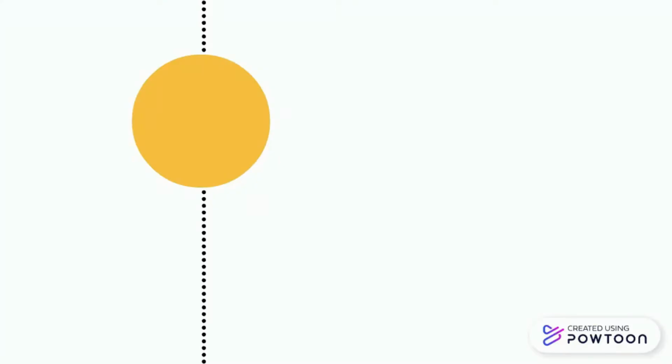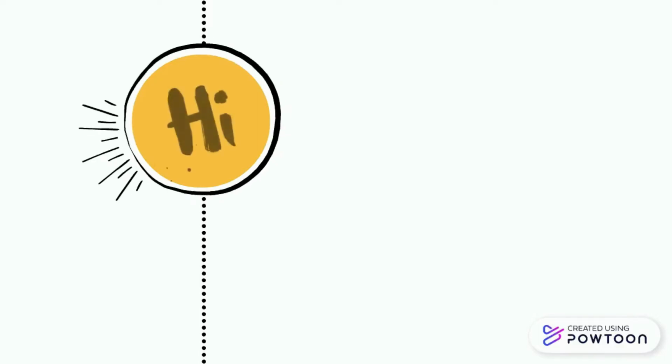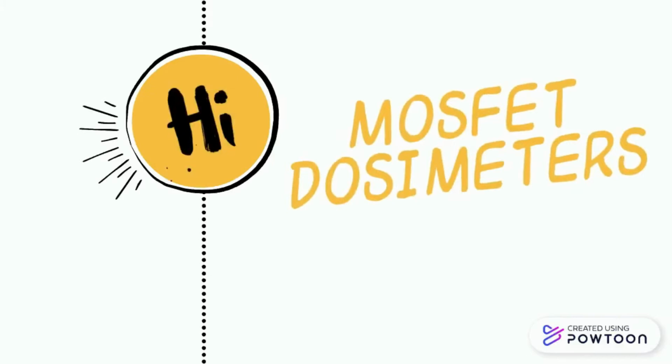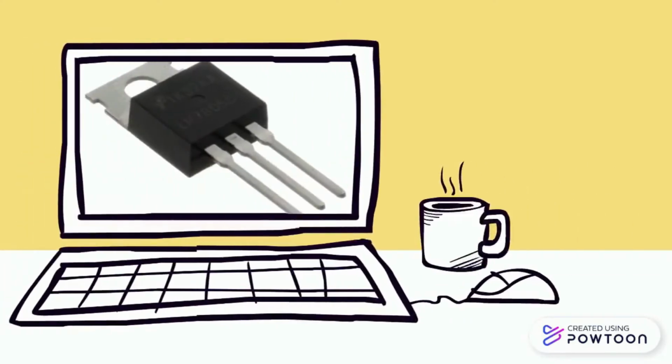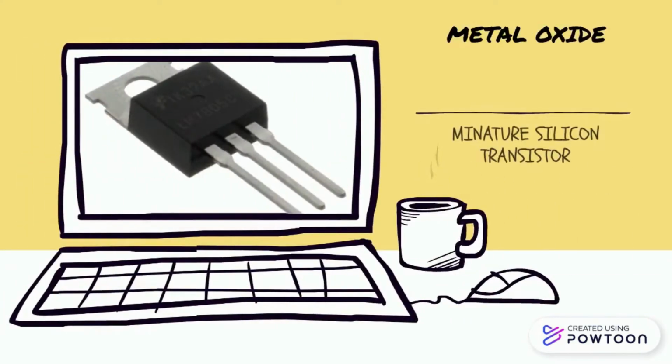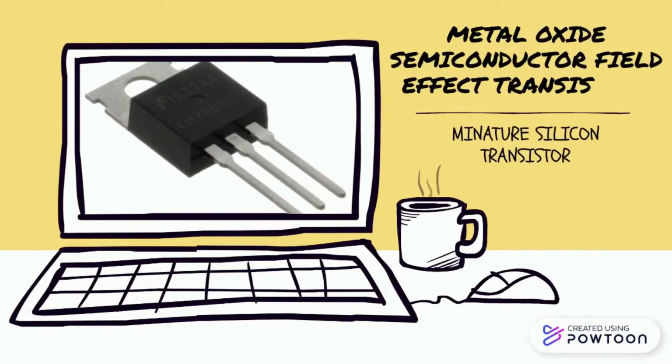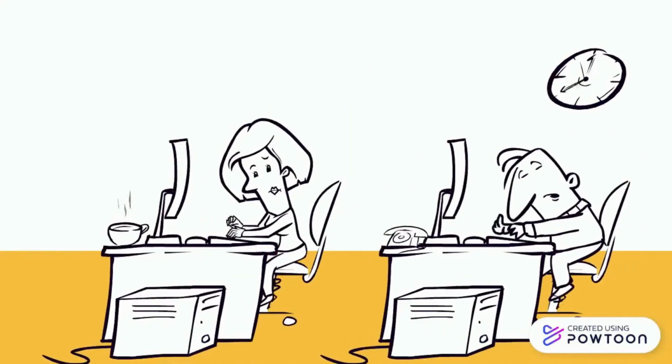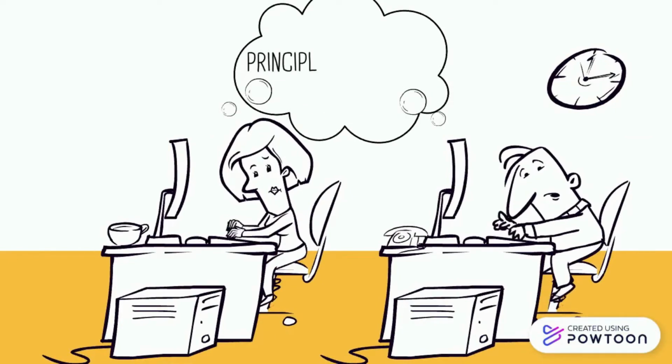Okay, now we know about silicon diode dosimeters. Next one is MOSFET dosimeters. So what is a MOSFET dosimeter? MOSFET actually stands for Metal Oxide Semiconductor Field Effect Transistor. It is actually a miniature silicon transistor. So, how do MOSFET dosimeters work?